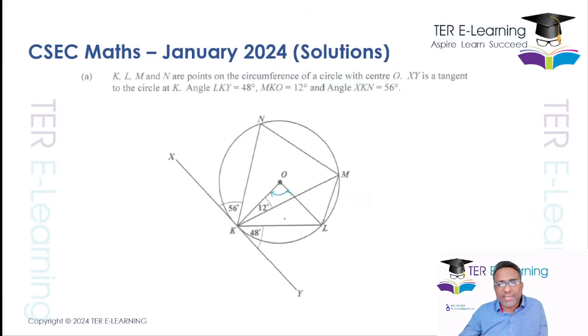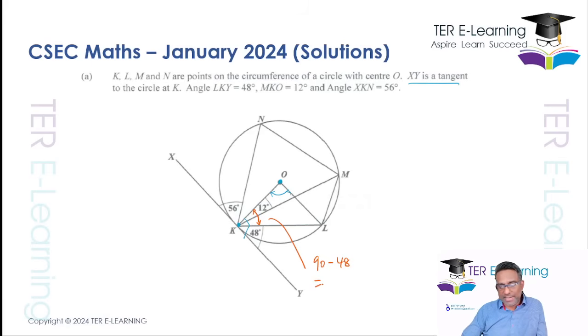So let's see. Is XY a tangent? Yes, XY is a tangent, so that's going to help us. So this line here, this point here, and this here, that's a radius. So the angle between a radius and a tangent is 90 degrees, right? How does that help us? So basically, we can calculate this angle here, right? So let me just work that out for you. That's going to be 90 minus 48, right?